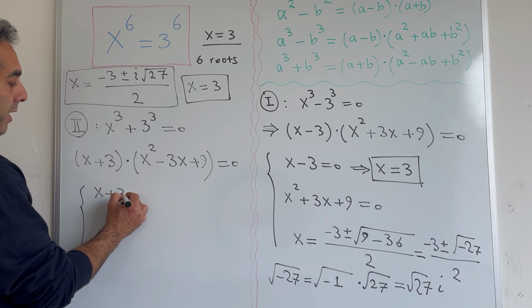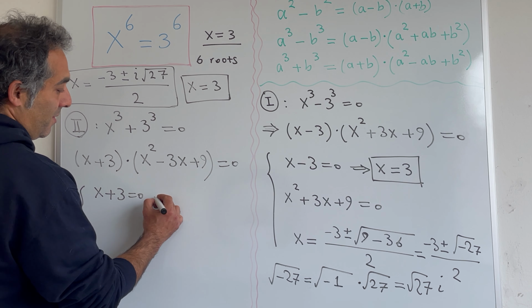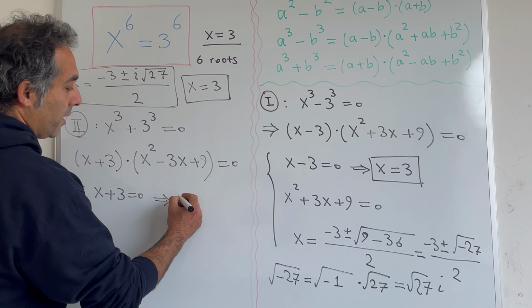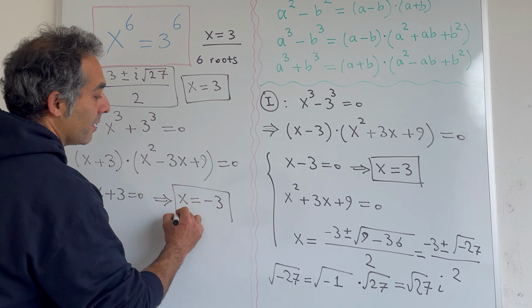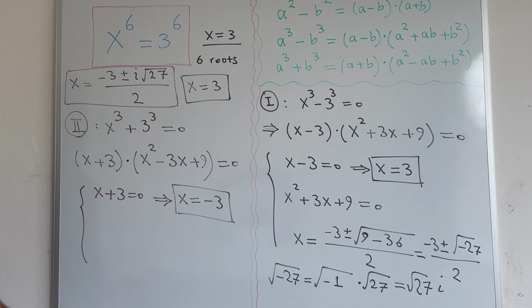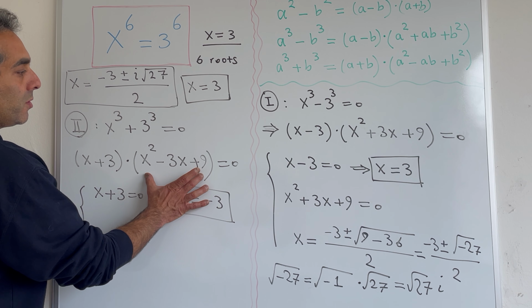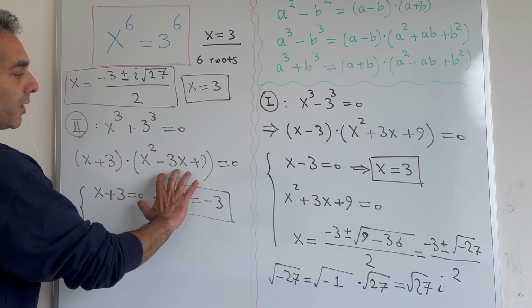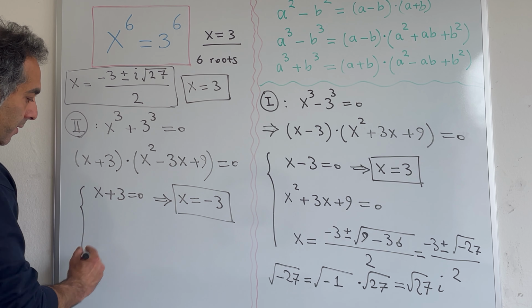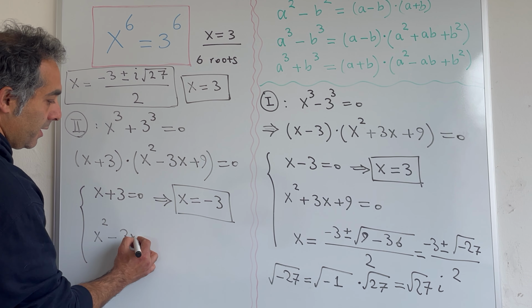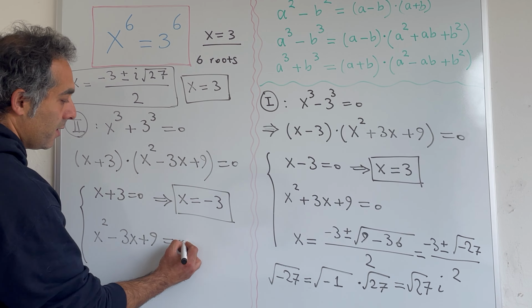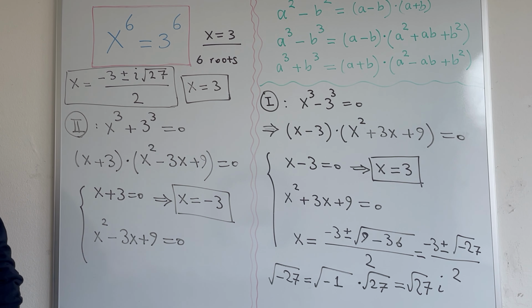x plus 3 equals 0. So by taking 3 to the right, x is minus 3. Okay. This is the fourth root. And just 2 more roots remain. I should find the roots from this equation: x squared minus 3x plus 9 equals 0.